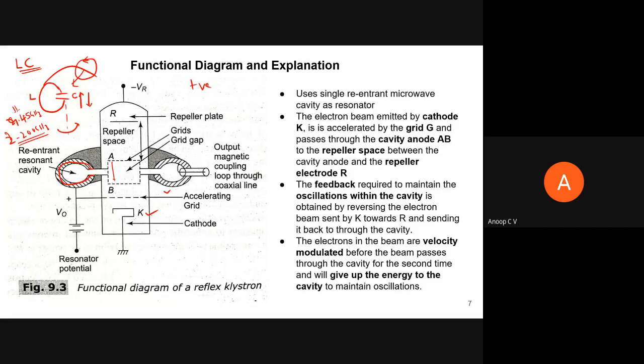So initially, when we won't give any input as such, any sinusoidal input, the oscillator will produce a sinusoidal output on its own. So how can it give a sinusoidal output? Why? Because initially noise will be there, right?